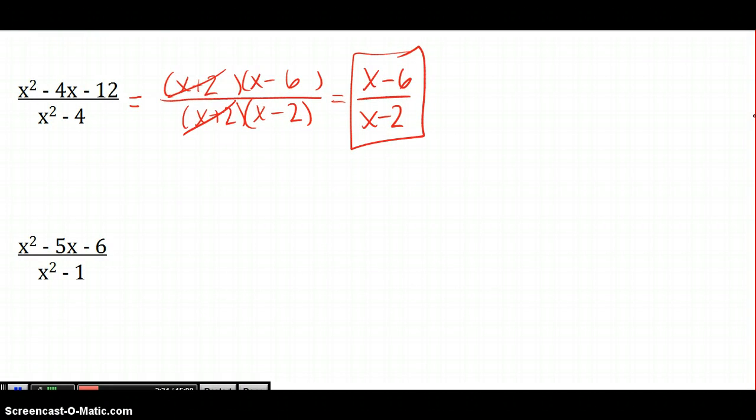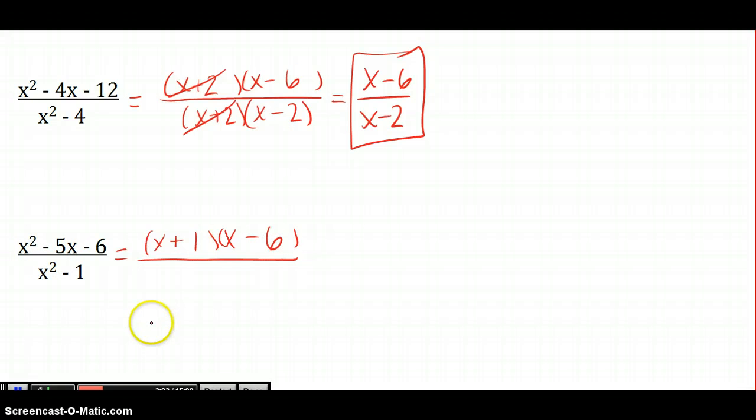So if we look at another example, we're doing the same thing. You're going to try and factor the top and the bottom to see if you can cancel some things out. So here on the top, we're looking for factors of 6 that subtract to give us 5. And this subtraction means that we have different signs. We have a plus and a minus. And the two factors of 6 that subtract to give us 5 would be 6 and 1. And since the middle term is negative, the bigger number needs to go with the negative.